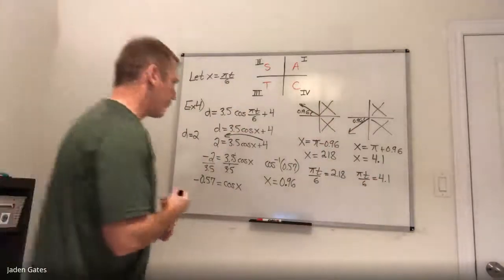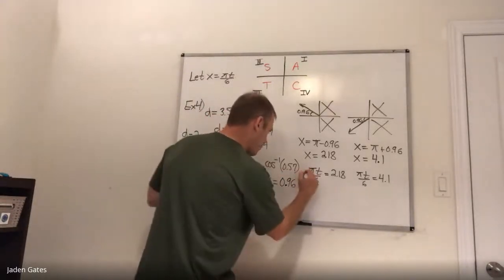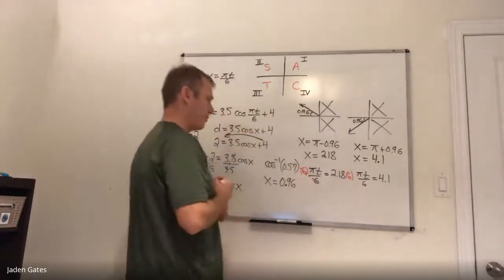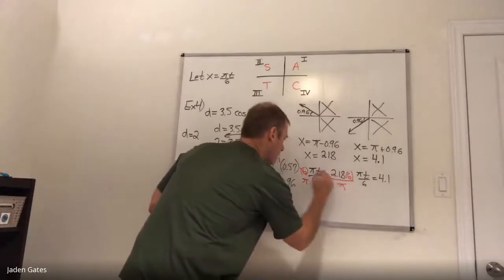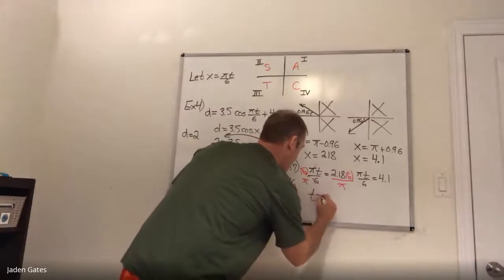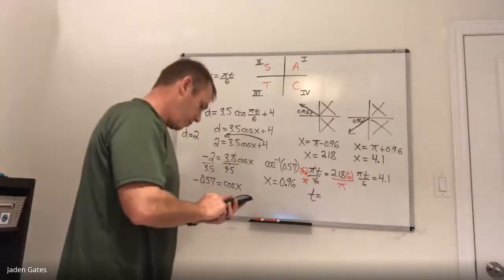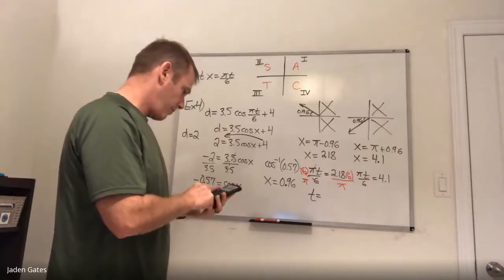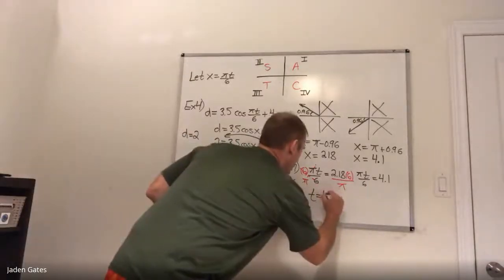Solving the first equation, I'm running out of room, so I'm going to go a little quick. I'm going to multiply both sides by 6, which gets rid of those 6's, and then divide both sides by pi, which gets rid of the pi and leaves t by itself. So my time is 2.18 times 6 divided by 3.14, and I get 4.17 hours.